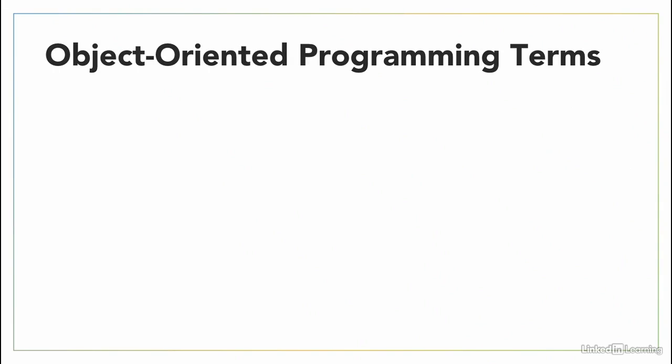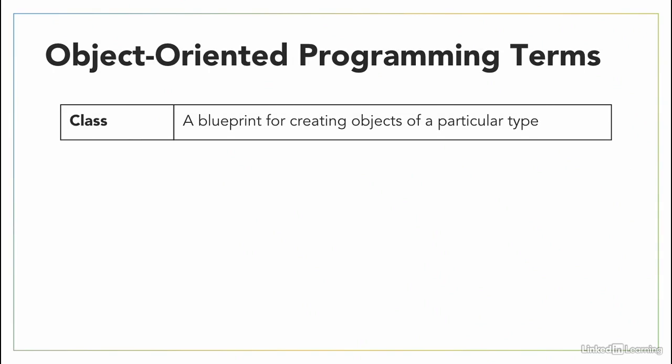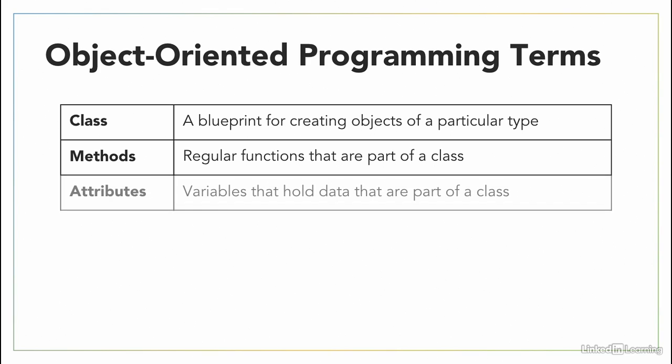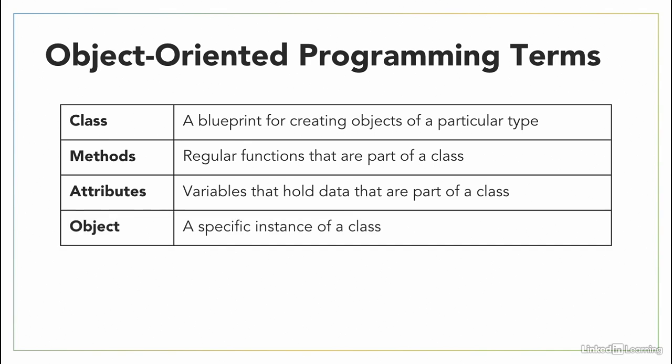All right, so now let's take a quick review of some of the terms we'll see in the rest of the course. You can think of a class as a blueprint or a template that describes how to create a specific kind of object. Methods are a fancy way of referring to functions that are part of a class, while attributes are a way of referring to variables or properties that are part of a class definition. An object is a specific instance of a class or a type. So, for example, the number 1 is an instance of an integer type.